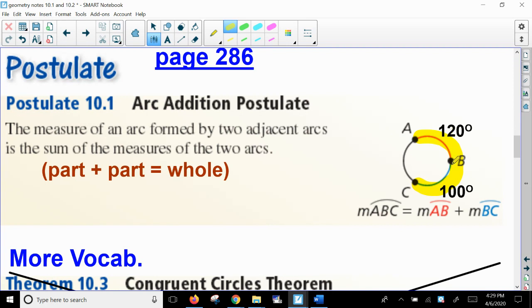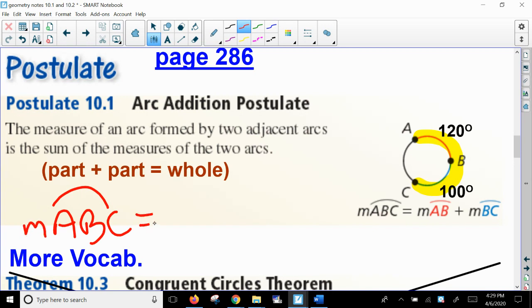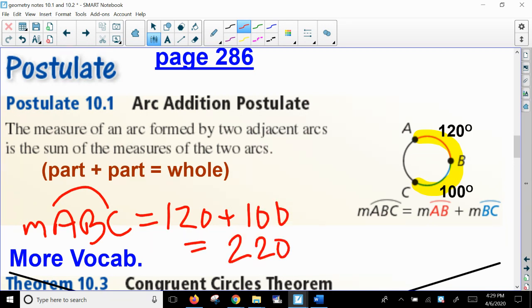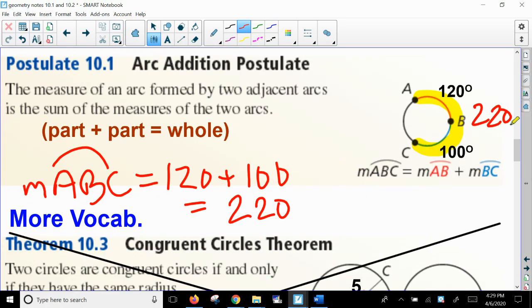So let's say arc AB is 120, and let's say arc BC is 100. And I ask you to find major arc ABC. Well, you're just going to need to do your adding. So the measure of arc ABC, we need to add 120 plus 100. That's going to give you 220. Okay? So that would be all of that. So we're just doing some adding and subtracting in this part. It's going to be all good.